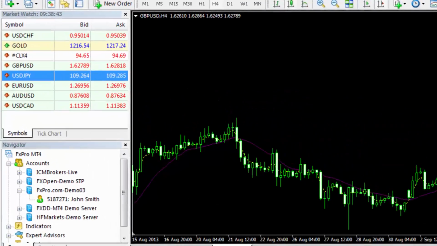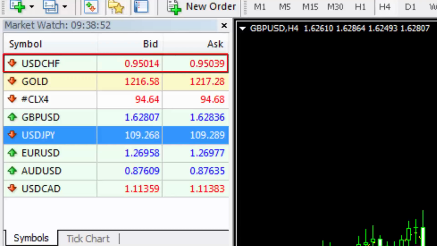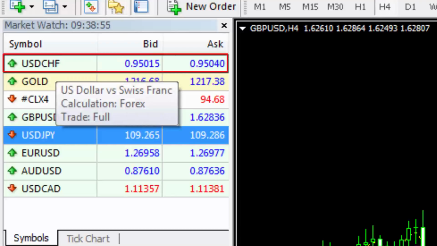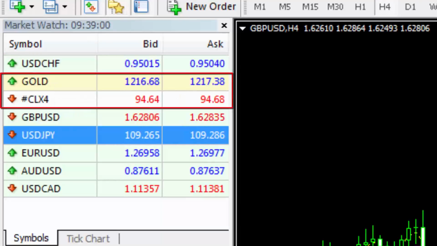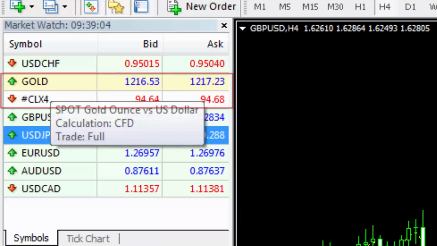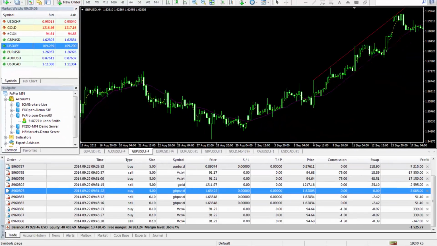If we look at the MetaTrader platform, we will see many different types of symbols. Again, for example, USD CHF is the US dollar against the Swiss franc. You will also see spot gold and oil symbols, such as XAU and CLXX, which are always calculated as future instruments.